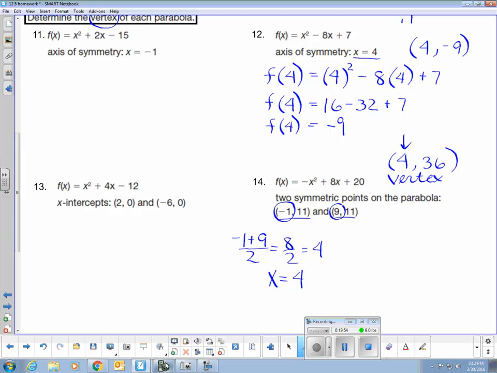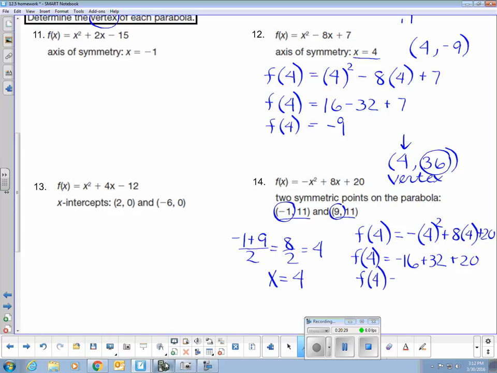And then what I can do from here is find what f of 4 is equal to. And what I'm hoping is that f of 4 will be equal to 36. So the opposite of 4 squared, plus 8 times 4, plus 20, is 16, and 16 plus 20 does equal 36. So there you have a couple of ways of finding the vertex.